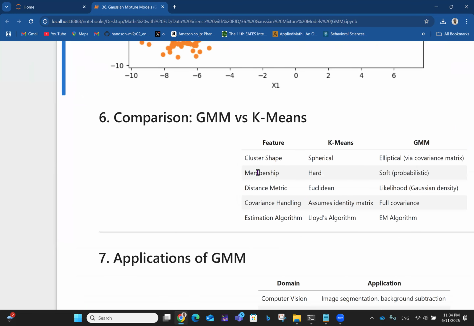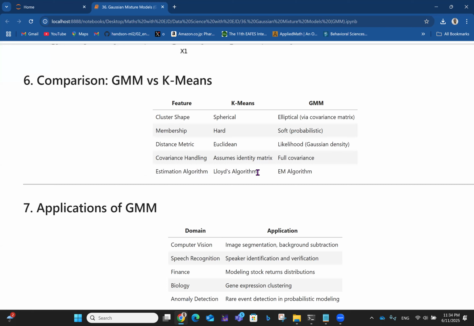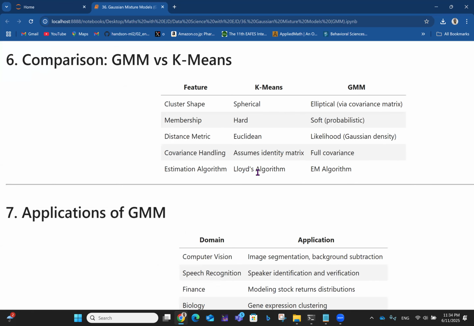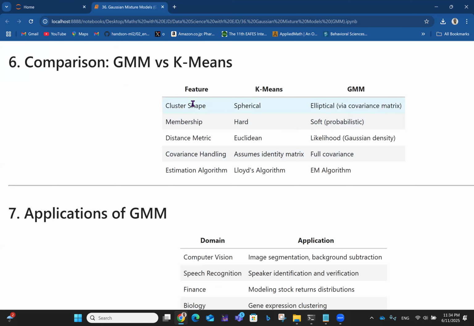So comparison between Gaussian mixed model and K-means clustering. So for cluster shape, for K-means it is spherical, for GMM it is elliptical via covariance matrix. Then for membership, K-means is hard, but GMM is soft. Hard because every data point belongs to a unique cluster. But in GMM, which is soft and probabilistic, every data point belongs to every cluster with a given probability.